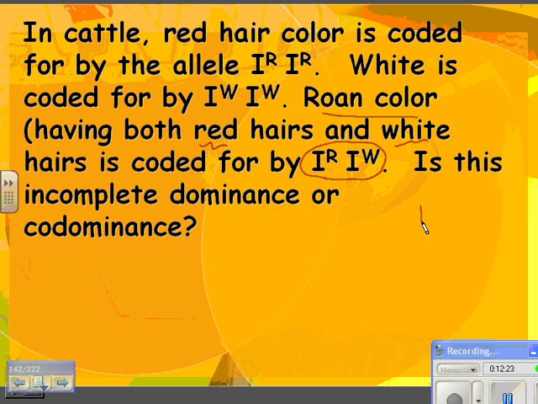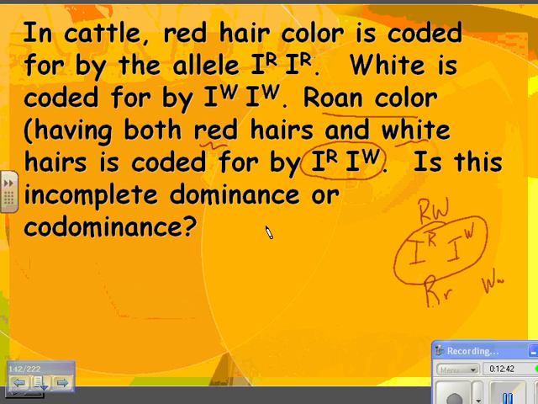You can't write RW because it looks like they're different genes. That's why we use an I. Same letter must mean the same gene. Here are the different variations. We can't use RR because that would say that red was dominant. We can't use a little w because that would say that white is dominant. So that's why we write them that way.